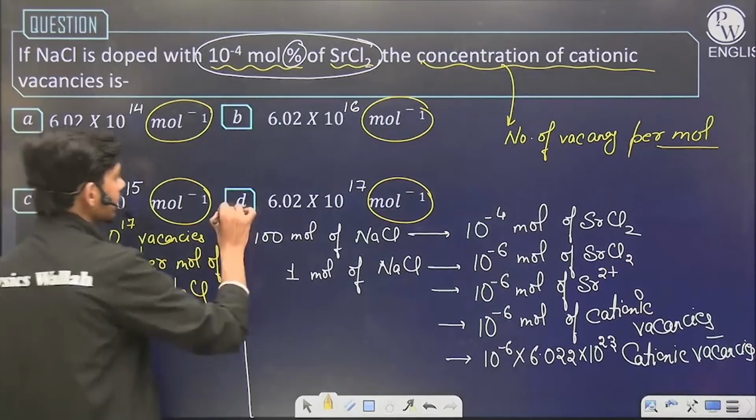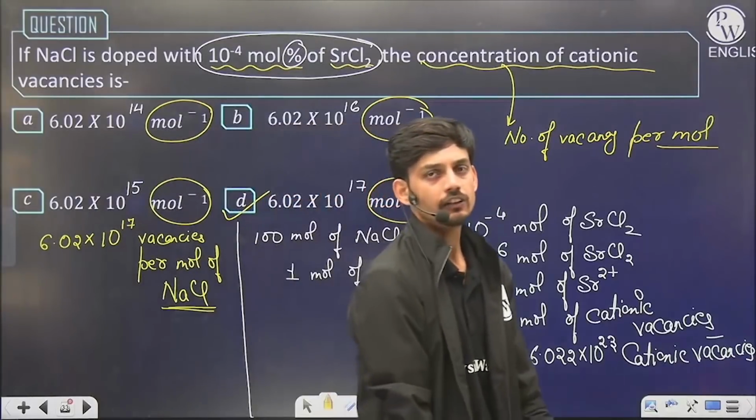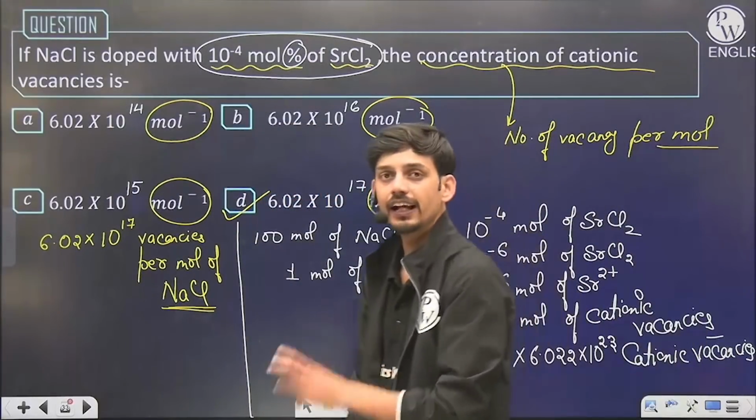And that will become the concentration of cationic vacancies. So that's how the impurity defect creates cationic vacancies.